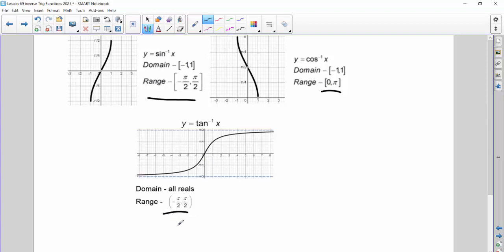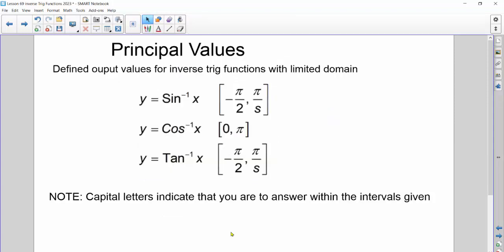Therefore, the range for this is negative pi over 2 to pi over 2, just like for sine. Cosine is from 0 to pi. So given these limited domains, this introduces a concept called principal values, or the defined output values for inverse functions with those limited domains.